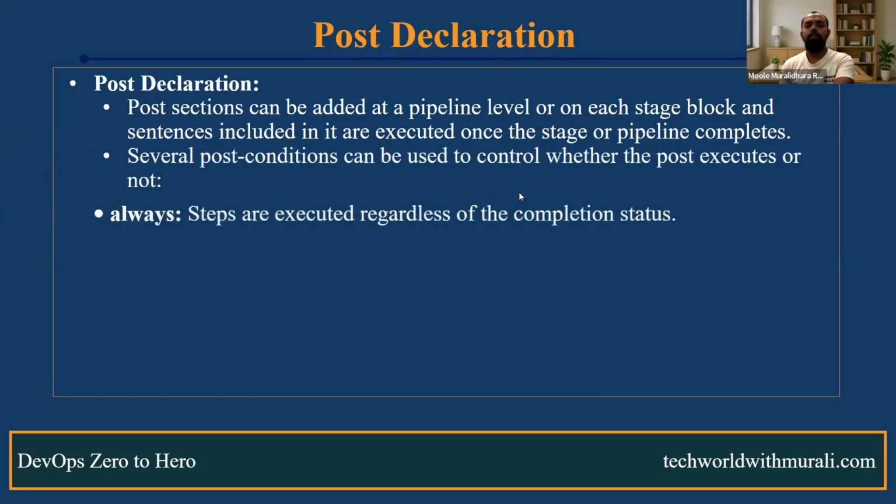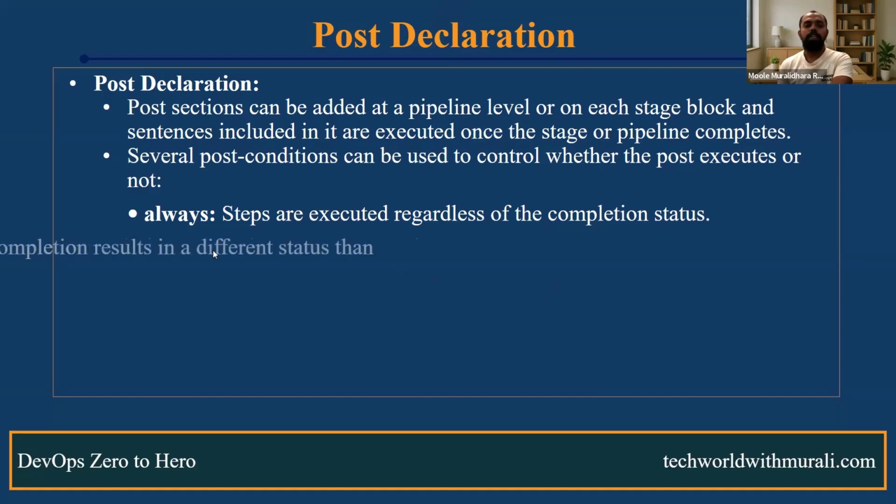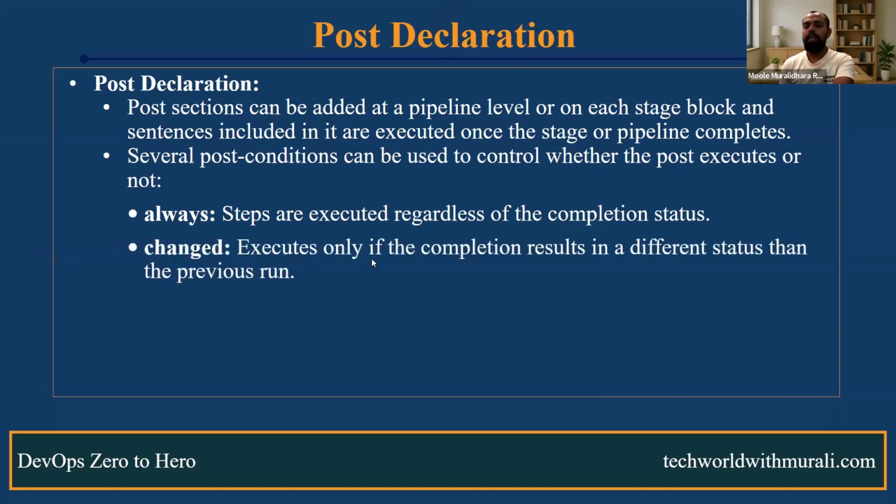Understand, right? And here we have multiple post conditions. One is always. If you use always inside the post declaration, whether the Jenkins job succeeds or fails, it doesn't matter; once the build is completed, the always option of the post declaration will run. The next one is changed. It executes only if the completion results in a different state than the previous one. For example, previously it was running fine and successful, and now it has failed. If you want to trigger the post declaration in that case, we can use this changed condition.